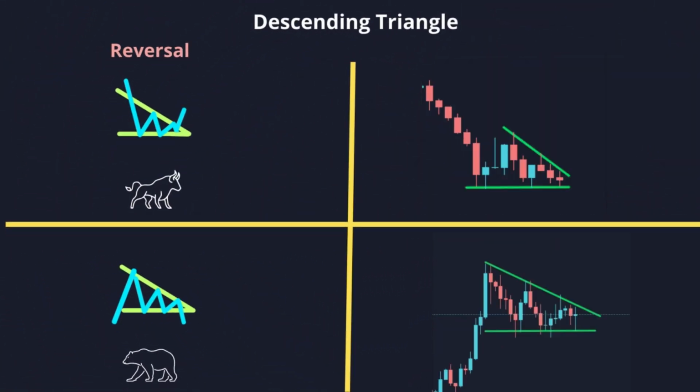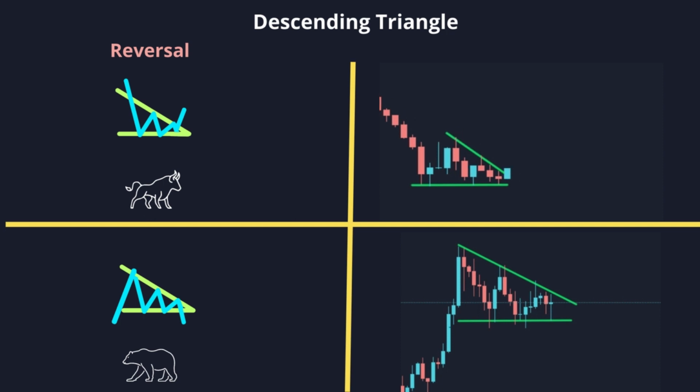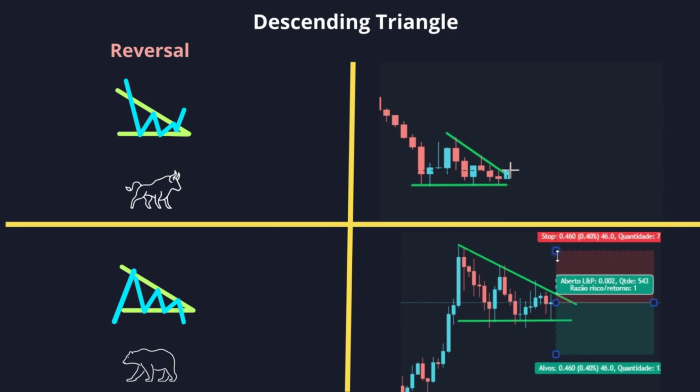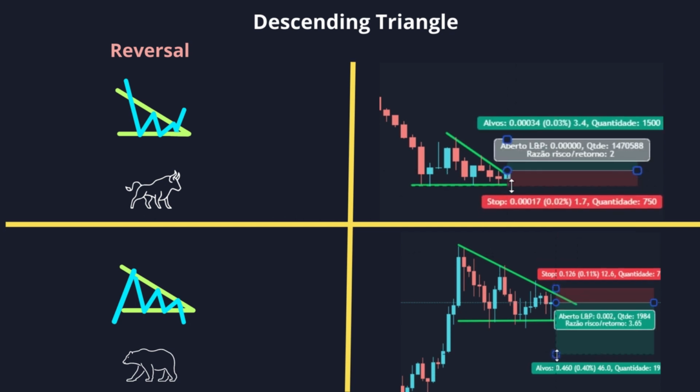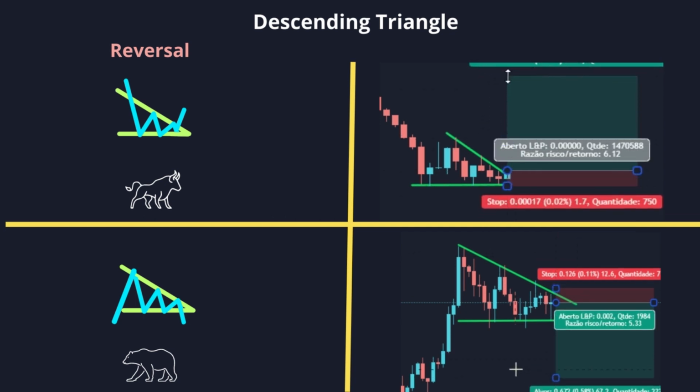On the flip side, the descending triangle can also indicate a potential trend reversal. This means that the previous trend might lose its strength and start moving in the opposite direction. If the breakout occurs in the opposite direction of the previous trend, it could cause a significant shift in market sentiment. This can lead to the emergence of a new trend in the opposite direction.